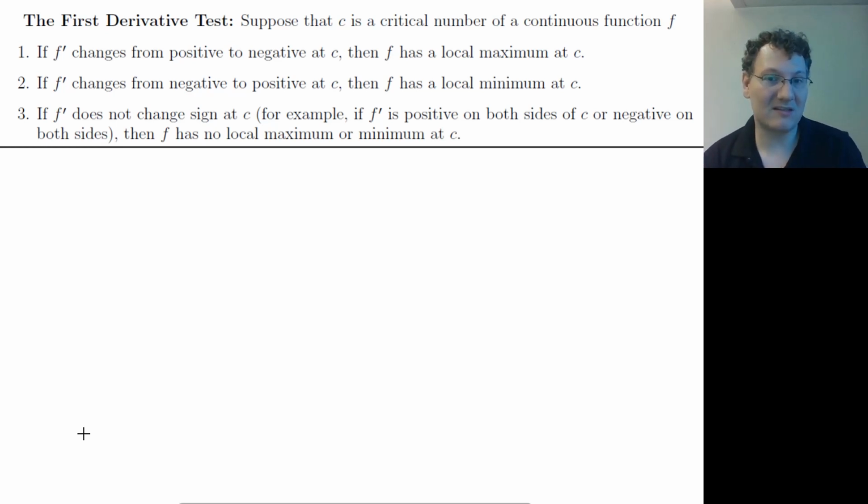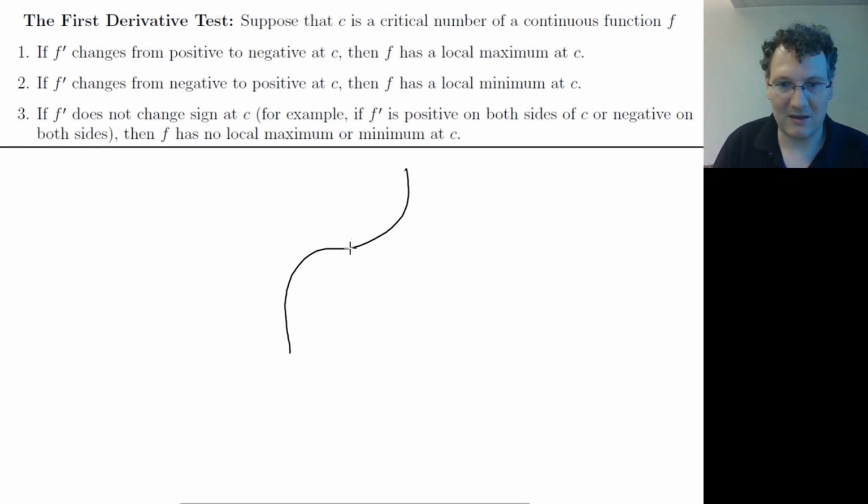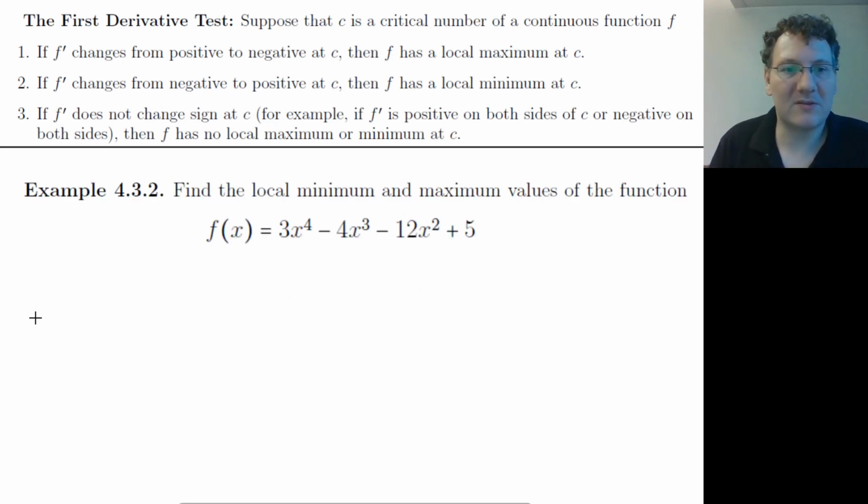So there's not a sign change, and you know exactly what I'm talking about. That looks pretty sloppy, but that's not a local minimum or a local maximum. Okay, so let's continue this example. Let's find the local minimum and the local maximum values of this function.